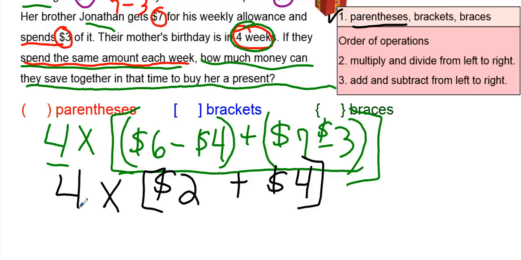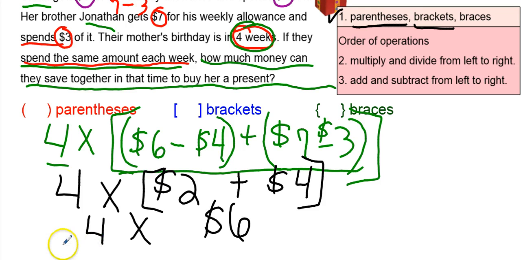I am going to go back to my order of operations. So I now have 4 times 2 plus 4, but the 2 plus 4 is in brackets. Do I see brackets? I do. I need to solve that part of the problem next. So $2 plus $4 is going to give me $6. Then I need to keep my multiplication symbol and my $6.